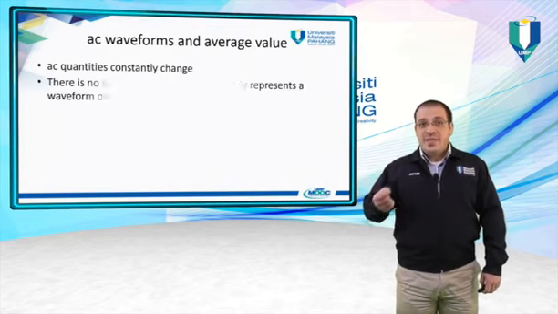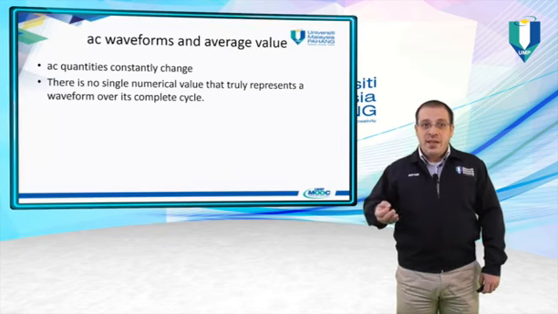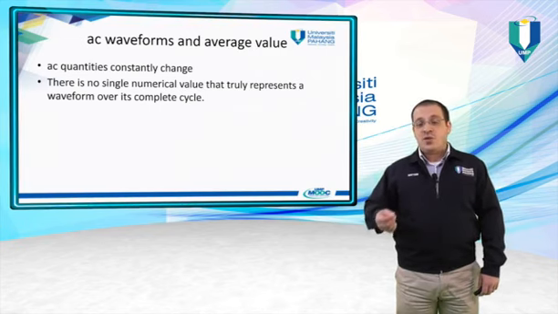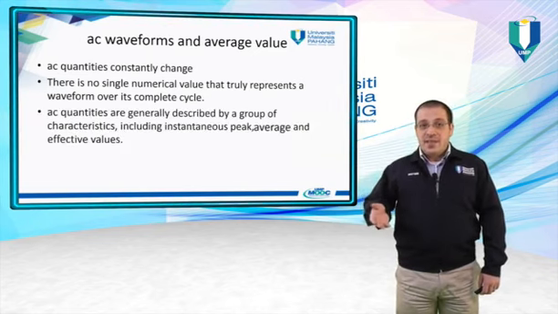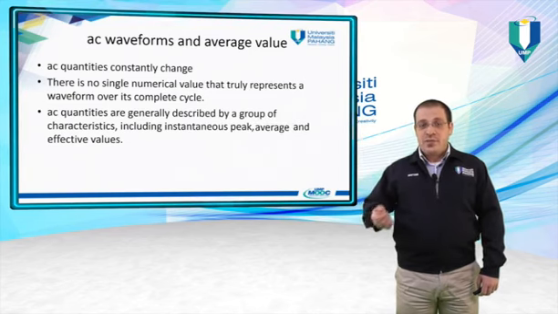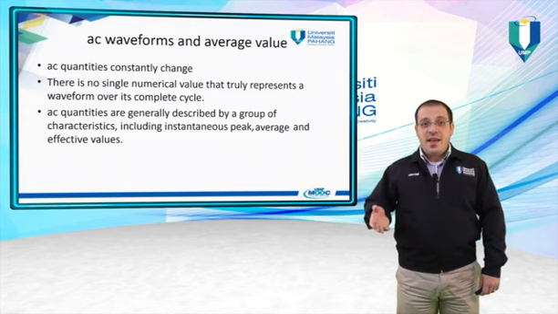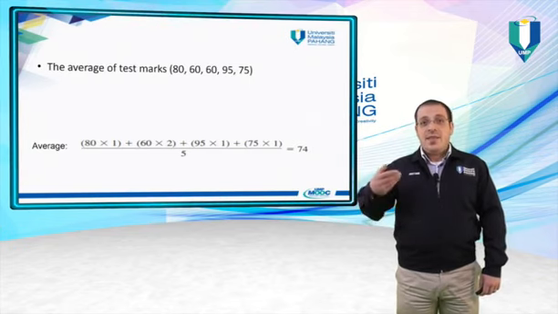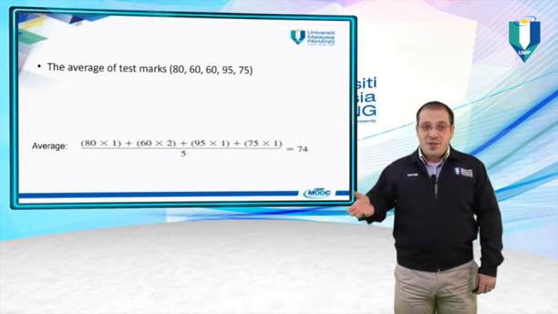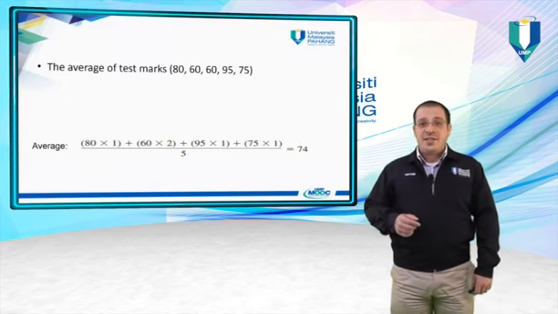Actually, there is no single numerical value that truly represents the waveform over its complete cycle. AC quantities are generally described by a group of characteristics, as we saw before, including peak, average, and effective values. So the value that we are showing is the average value. Let's see how the average is calculated first.